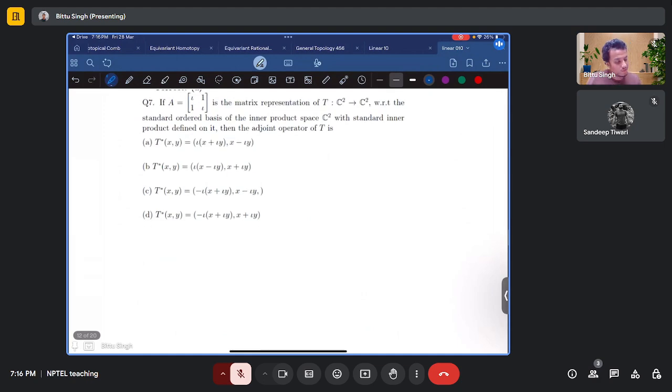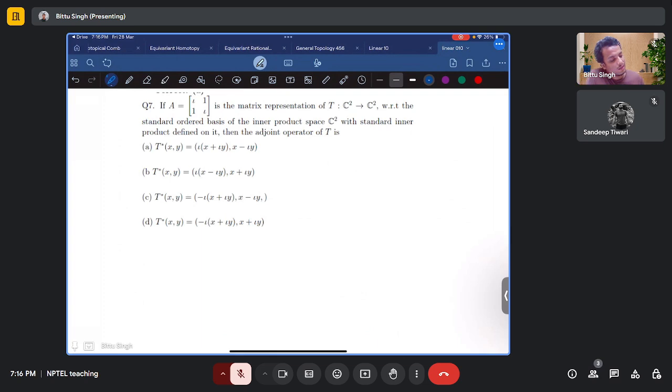Okay, so question number 7. Here is the matrix representation of T. T is a map from C2 to C2, that is a linear transformation, with respect to the standard ordered basis. So now we need to find T star.